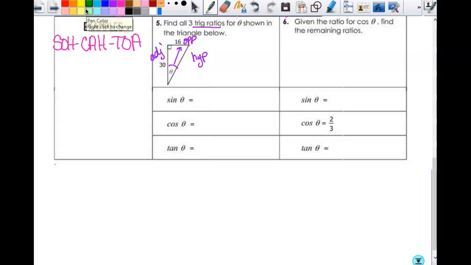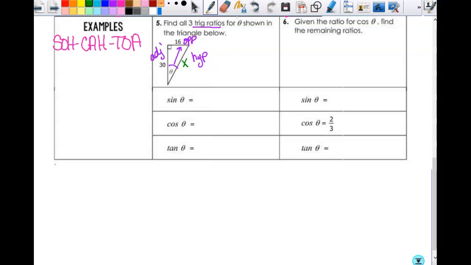All right. And then in order for me to find sine, which is opposite over hypotenuse, I need the hypotenuse. They're not asking me for a side length, but I have to find it whether I like it or not. So I'll say it's x because I don't know what it is. How can I find that? Pythagorean theorem, exactly. That's how you find the missing side of a right triangle, right?